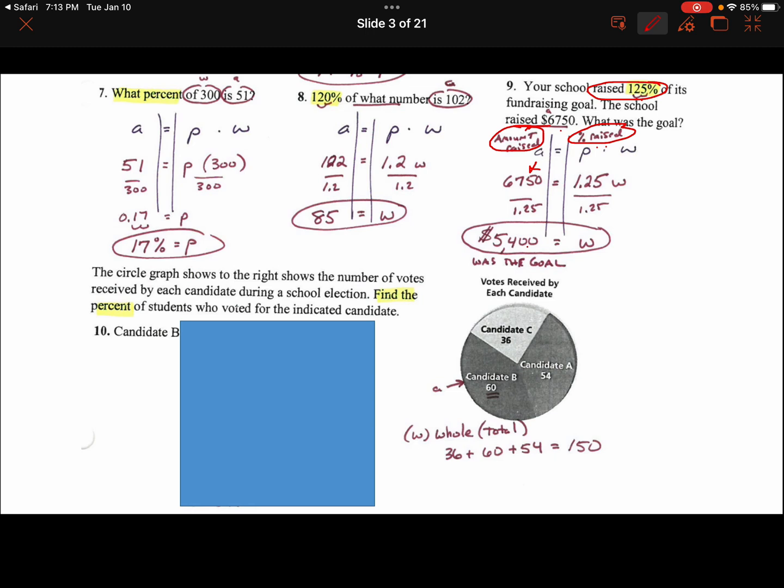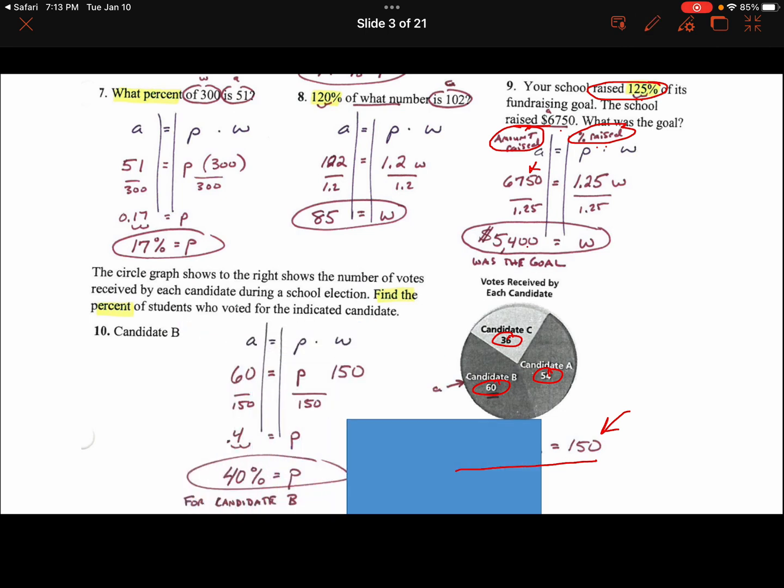Number 10 is tricky for many, but what we had to notice is you have these numbers on the circle graph, and those were the number of votes. And so you needed to figure out how many total people are represented by that circle graph, which ends up being 150. So that is your whole. And in this case, they wanted to know what percent voted for candidate B.